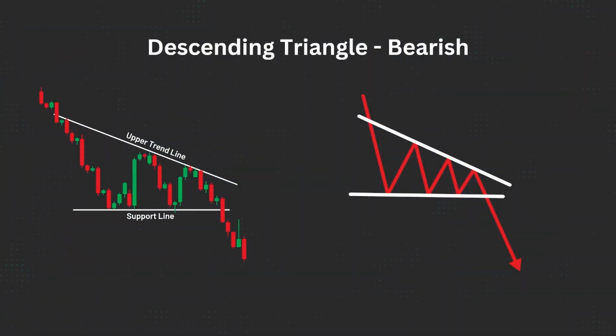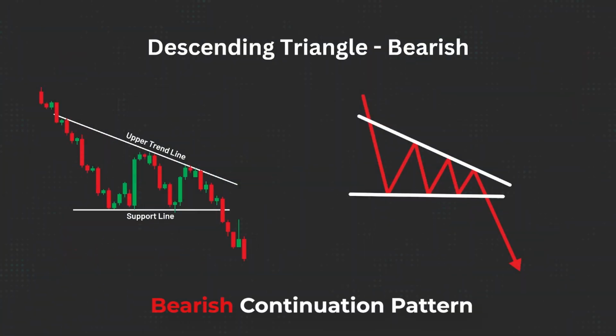The next bilateral pattern is the descending triangle. This pattern is generally considered a bearish continuation pattern as it typically forms during a downtrend.